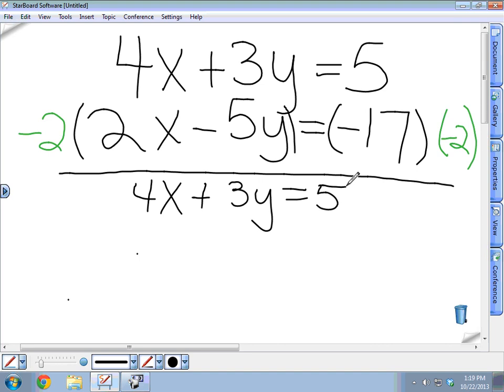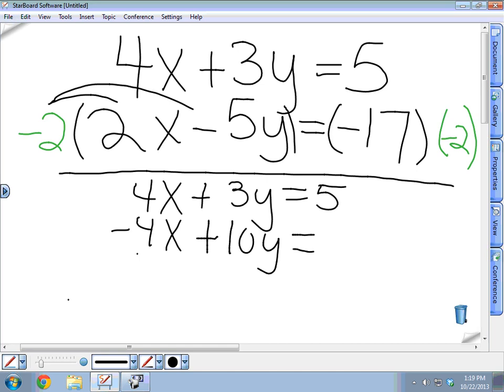Okay? So if I do that, I'm going to use the distributive property here. Negative 2 times 2x is negative 4x. And if I multiply negative 2 by negative 5y, I'll get positive 10y. And then if I multiply negative 17 by negative 2, I get positive 34. So I have kept my top equation the same, but I've changed my bottom equation. And this is a true statement as well, because I can multiply negative 2 by both sides.